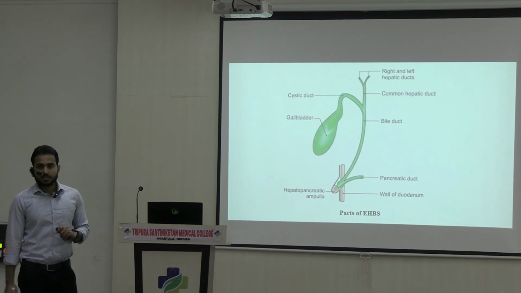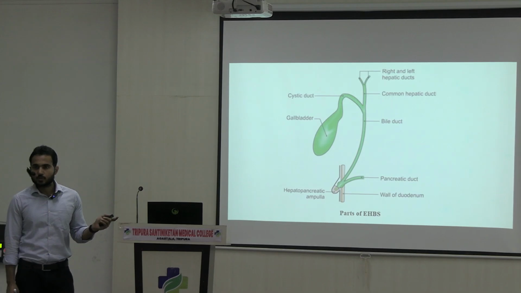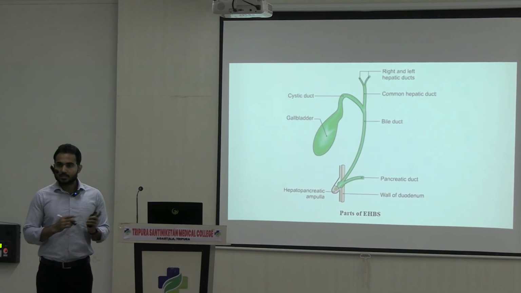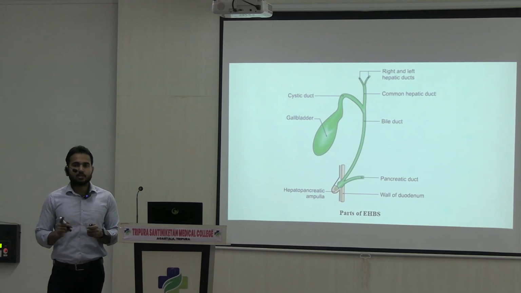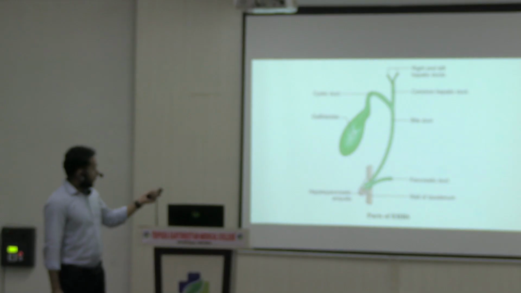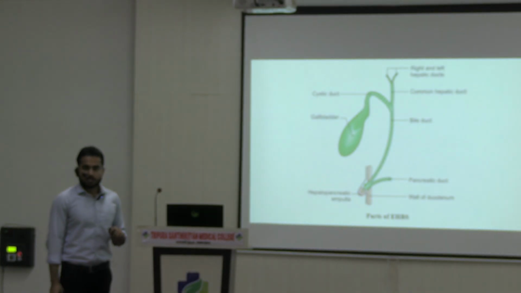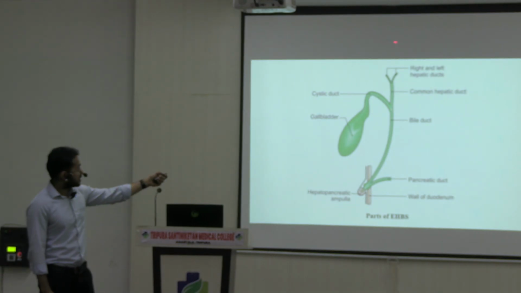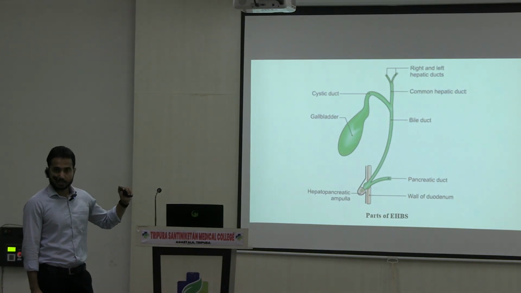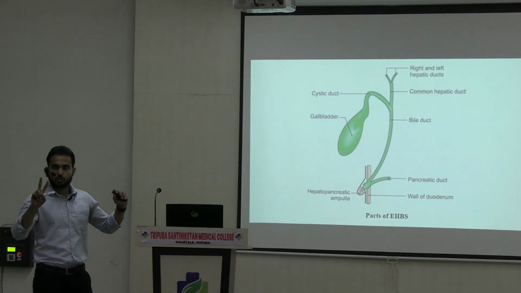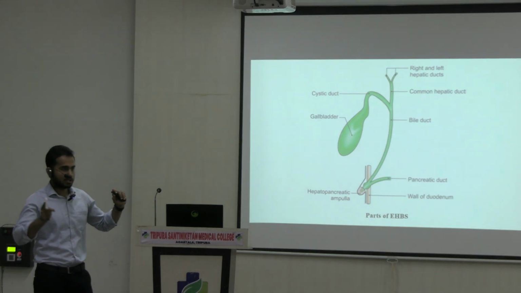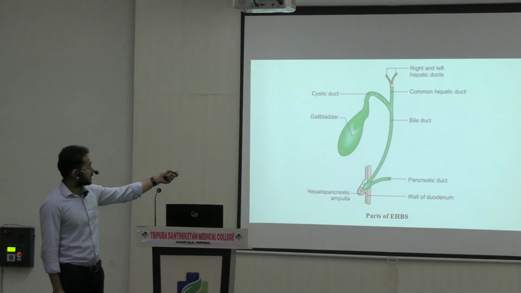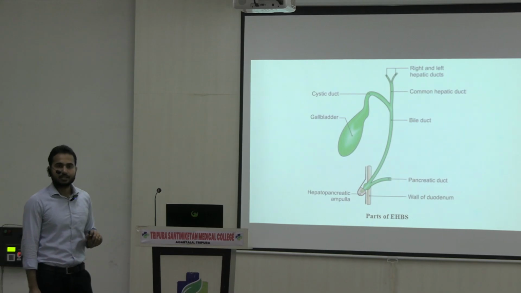Okay, now here you can see the diagram. This is the diagram showing the extrahepatic biliary system. Here the liver is removed so that you can see the extrahepatic biliary system. In the extrahepatic biliary system, first you can see two ducts, the right and left hepatic duct. From where are they coming? From the two lobes of the liver, the right lobe and the left lobe. After that, can you see they are joining together to form the common hepatic duct.